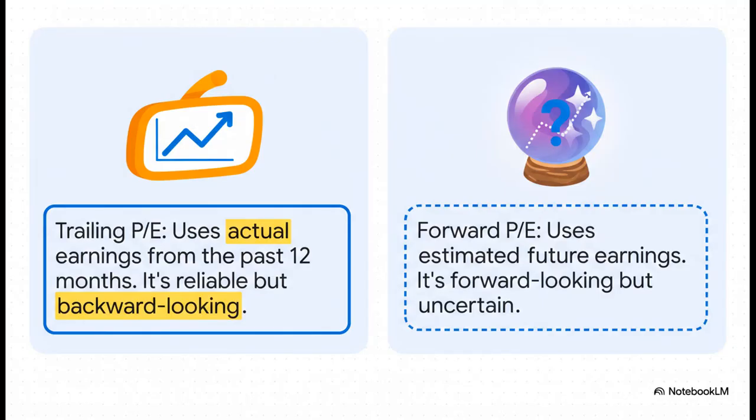So the trailing PE, that's our rearview mirror. It uses the actual reported earnings from the last 12 months. It's solid. It's based on historical fact. Then you have the forward PE. That's our crystal ball. It uses analysts' estimates of what the earnings will be over the next 12 months. So it's forward-looking, sure, but it's built entirely on predictions, which can often be wrong.